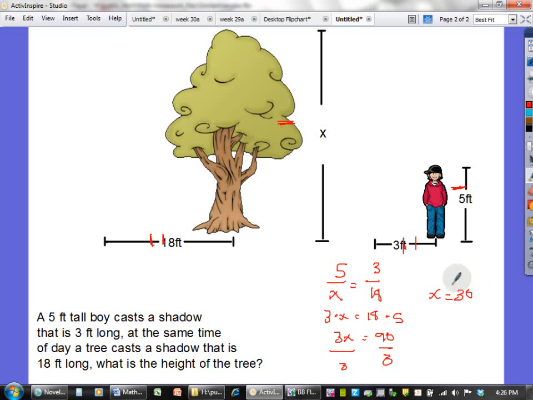So this is a way to use similar triangles in order to find some measurements indirectly. And once again, I hope this clears up any questions.